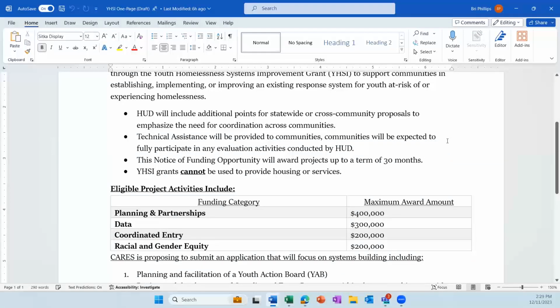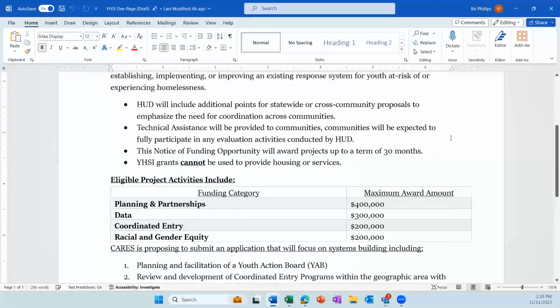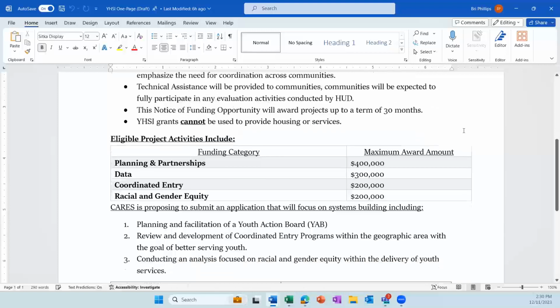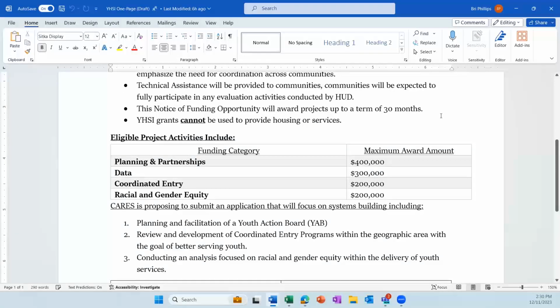In this grant, HUD will include additional points for statewide or cross-community proposals to emphasize the need for coordination across communities. This was something that really excited us when we heard that. They will provide technical assistance to communities, and communities will be expected to fully participate in any evaluation activities that may be conducted by HUD. And this notice of funding opportunity will award projects for a term of up to 30 months.